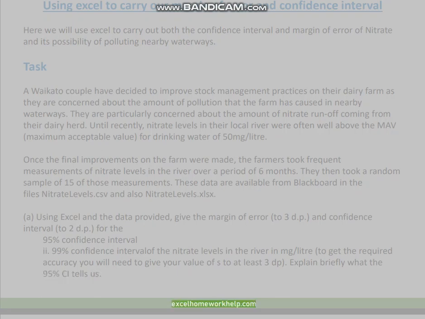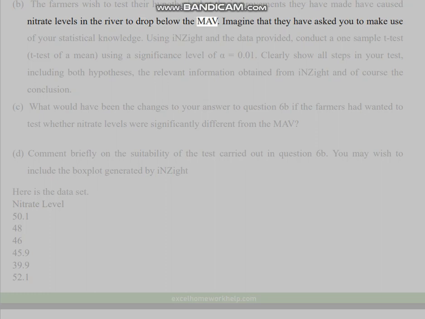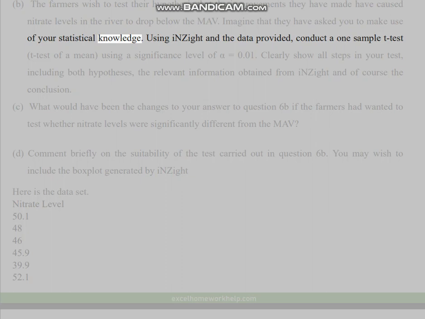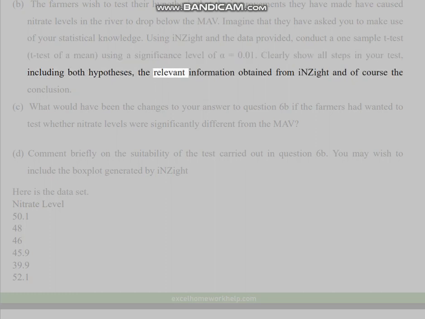B. The farmers wish to test their hypothesis that the improvements they have made have caused nitrate levels in the river to drop below the MAV. Imagine that they have asked you to make use of your statistical knowledge. Using Einzeit and the data provided, conduct a one-sample t-test of a mean, using a significance level of alpha equals 0.01. Clearly show all steps in your test, including both hypotheses, the relevant information obtained from Einzeit and of course the conclusion.